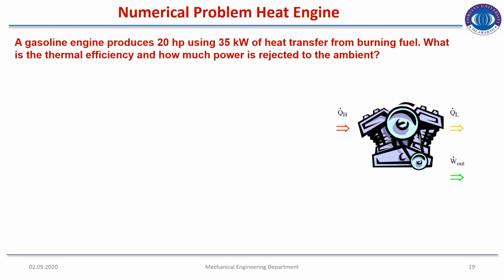Numerical problem. A gasoline engine produced 20 horsepower using 35 kilowatt of heat transfer from burning fuel. What is the thermal efficiency and how much power is rejected to the ambient? So you can see that is a heat engine. Q dot H is the heat injected into the heat engine, W dot out is the power output, and Q dot L is the heat transfer rate to the low temperature sink, the low temperature energy reservoir, or we also call it the sink.